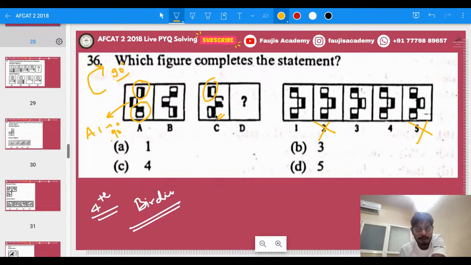This element will also move clockwise. That means down below will have the shaded one, right? And this particular middle one, how much is it moving? Anti-clockwise. That means this shaded part will be outside. Shaded part is outside, whereas there the shaded part is inside. So that is why we'll go ahead with 36, answer A.